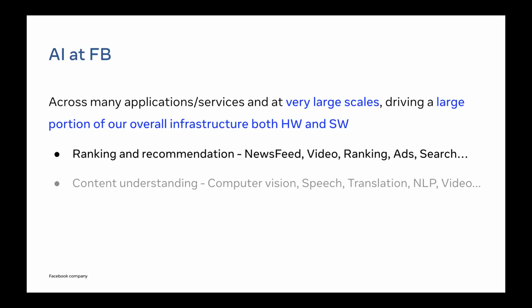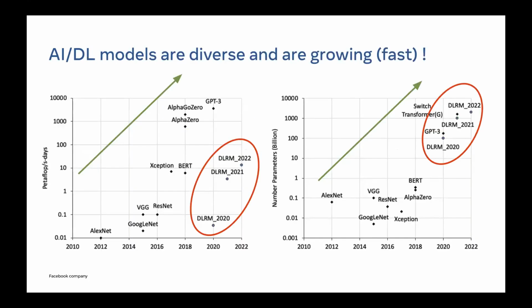But today's talk will be mostly about ranking and recommendation, given these take a large chunk of our infrastructure, and they also have atypical requirements compared to content understanding and other workloads. But between these two workloads, again, this is a very broad taxonomy.